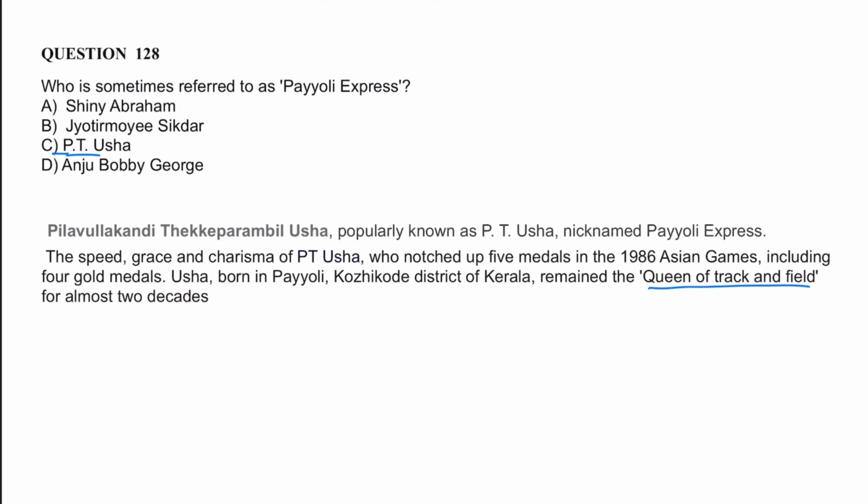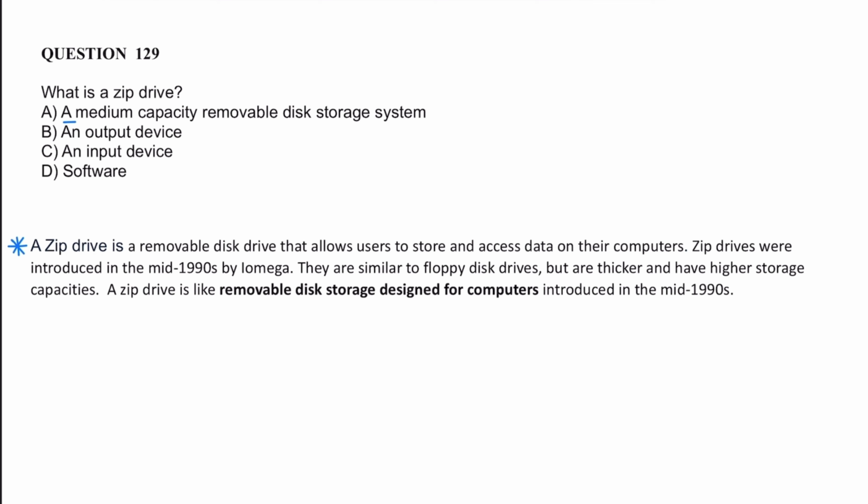Next question. What is zip drive? So zip drive is a medium capacity removable disk storage system. It is a removable disk drive that allows users to store and access data on their computers. Zip drives were introduced in the mid 1990s by Iomega company, the name of the manufacturer. They are similar to floppy disk drives but thicker and have higher storage capacities. So correct option is A.